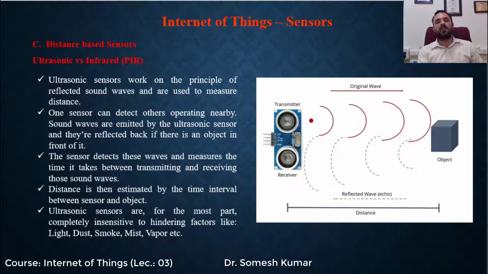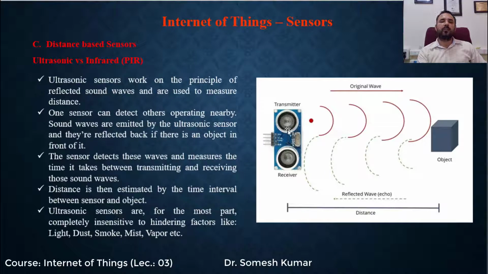Our next category of sensors is distance-based sensors. Basically, there are two types of distance-based sensors. One is your ultrasonic sensors. The second one is the infrared sensor. The ultrasonic sensor works on the principle of reflected sound waves, or as the name suggests, it works on ultrasonic waves.